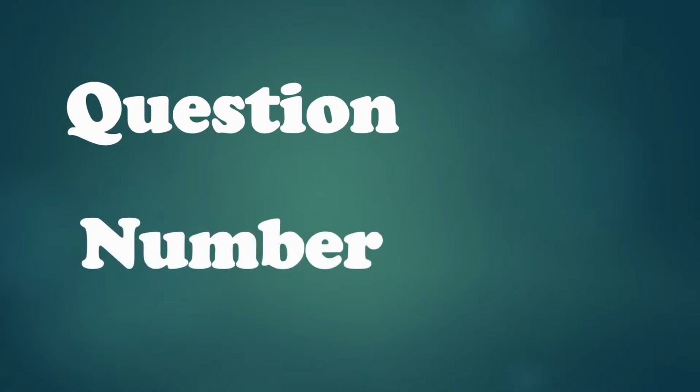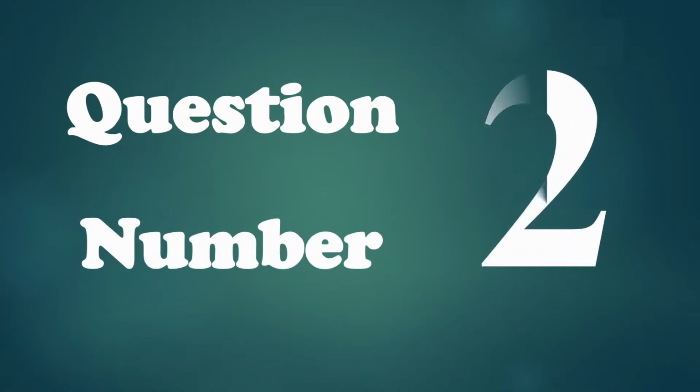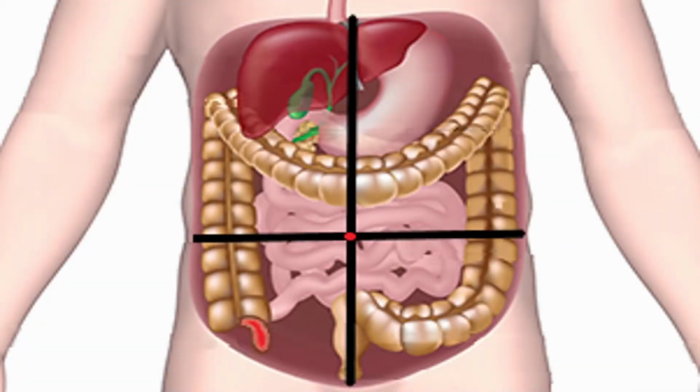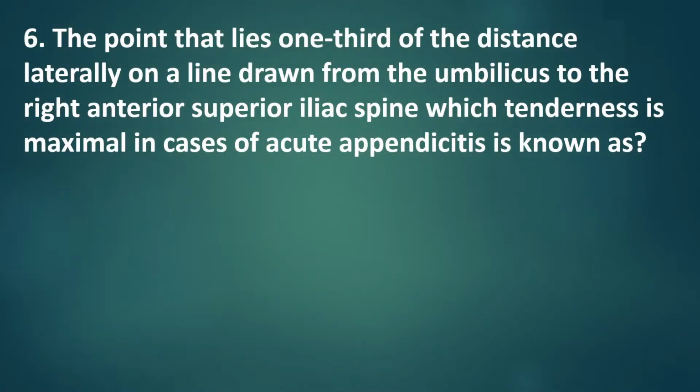Question number 2. The point that lies 1/3 of the distance laterally on a line drawn from the umbilicus to the right anterior superior iliac spine, which tenderness is maximal in cases of acute appendicitis, is known as. There will be no option for this item.